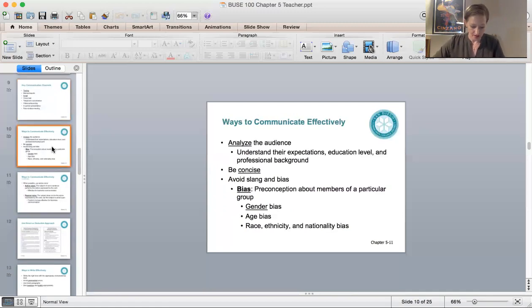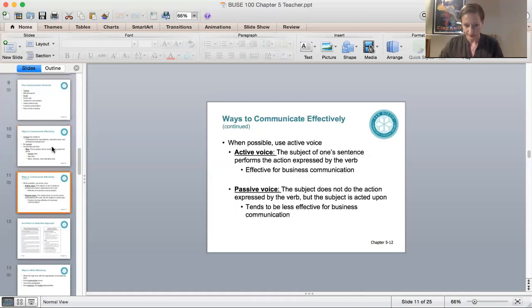So there's a several-part process to communicating effectively. It begins with the audience analysis. So analyze the audience, think about who they are, their education level, how professional they are, their expectations. Always, in every bit of business communication, I cannot stress this enough, be concise. Concise means short. Get to the point. Avoid slang. Avoid bias, preconceptions about age or gender or race.